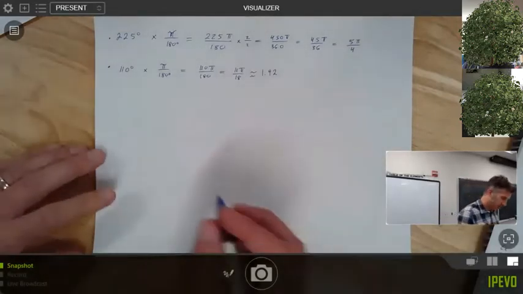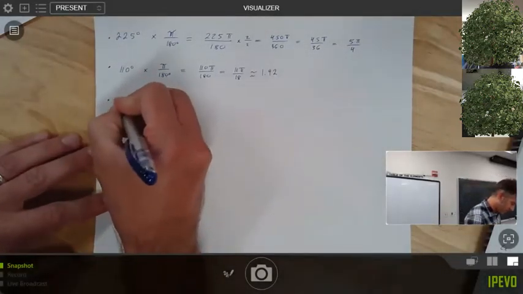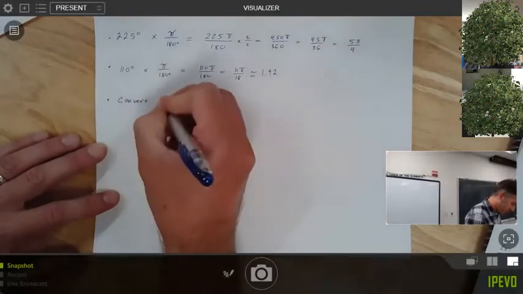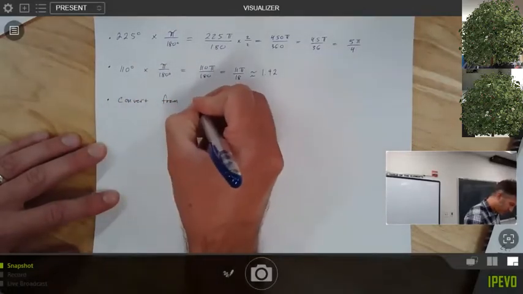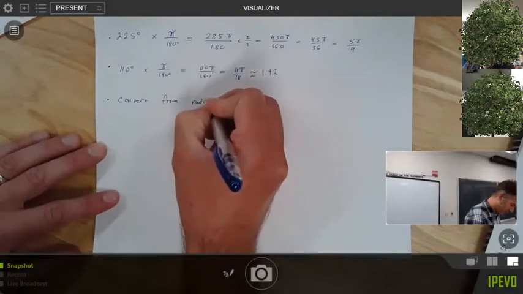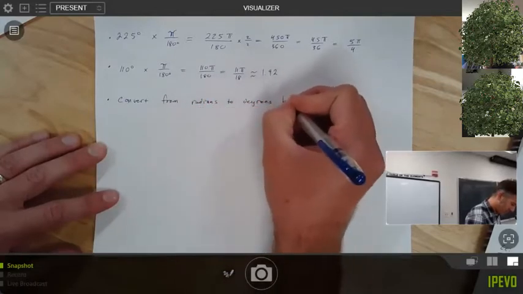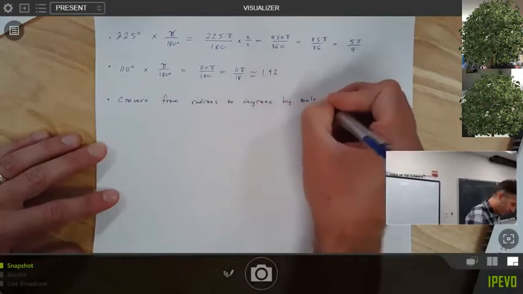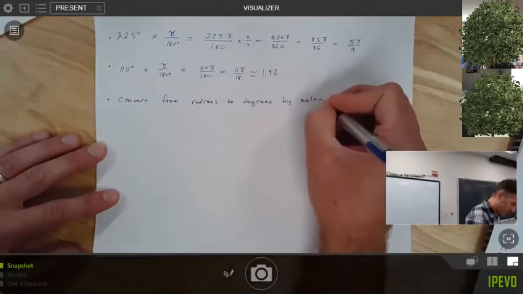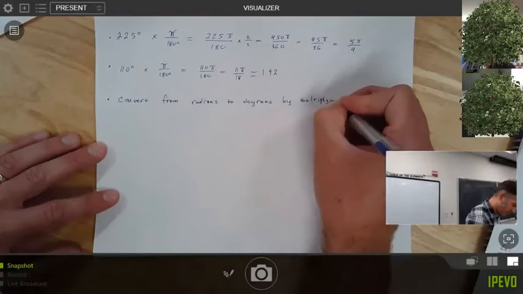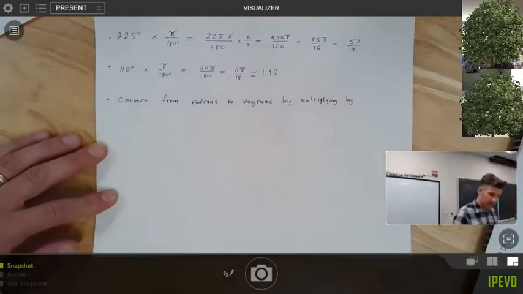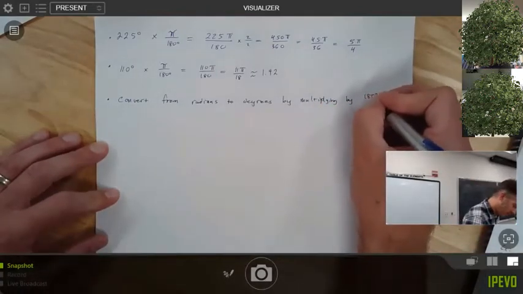Let's go ahead and talk about the other way. So we can also convert from radians to degrees by multiplying by the reciprocal. Multiplying by, instead of pi over 180, 180 degrees divided by pi.